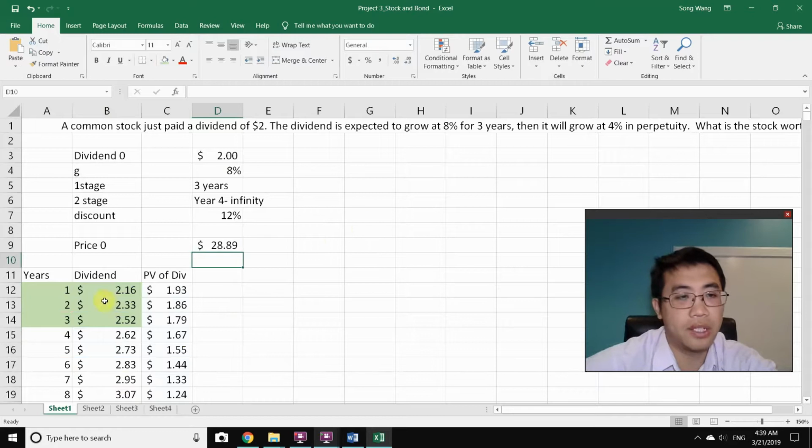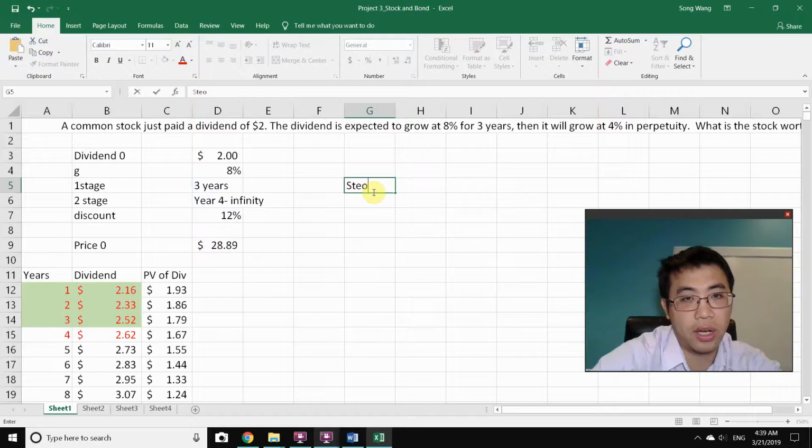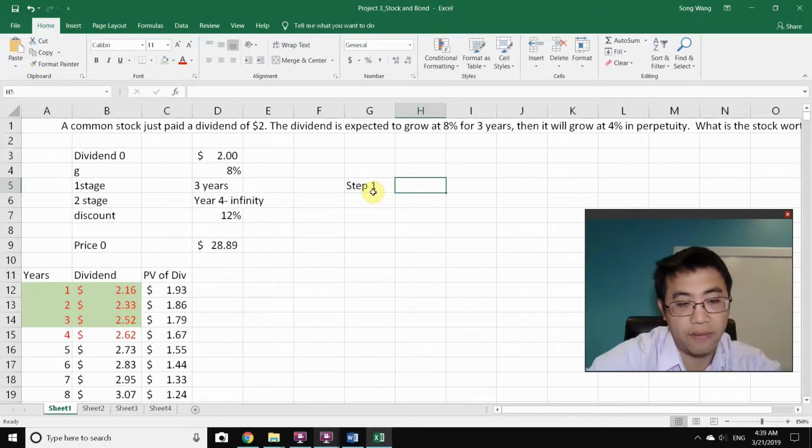If you do not have the simulation of Excel, you can basically get the first 4 years of dividends. So that's your step number 1. Let me just write it up. Step 1: 4 years of dividends.